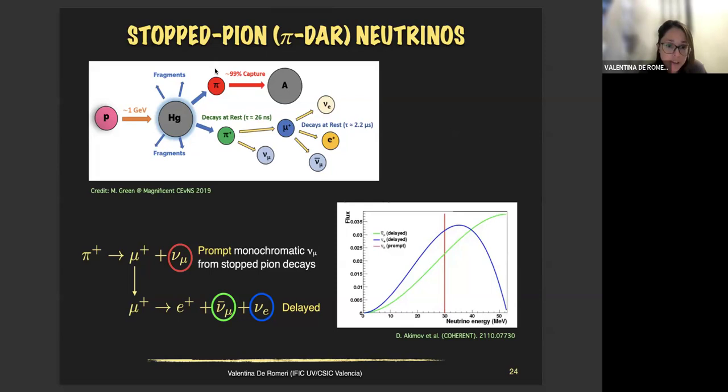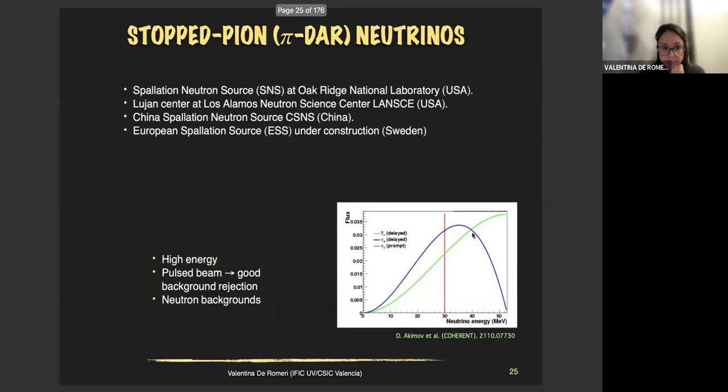The negatively charged pions are captured right away by the nuclei, whereas the positively charged ones decay at rest, producing a prompt flux of muon neutrinos and delayed fluxes of muon antineutrinos and electron neutrinos. So the typical flux of neutrinos from a pion decay at rest source is shown in this figure with the three different components.